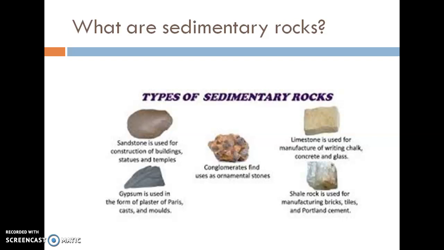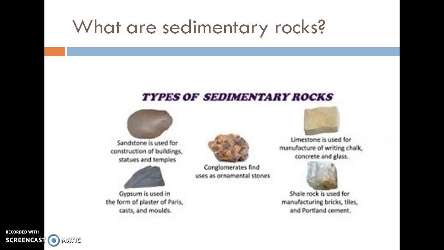So now here you can see there are 5 types of sedimentary rocks. These are examples. First is the sandstone, and sandstone is used for construction of buildings or statues or temples. Then you have the gypsum. Gypsum is used, when we paint the walls, we use the plaster of Paris or in the form of cast or any molds. That is what is gypsum. The third is conglomerates. Yes, conglomerates are used as different ornamental stones that you find around. They come in different colors.